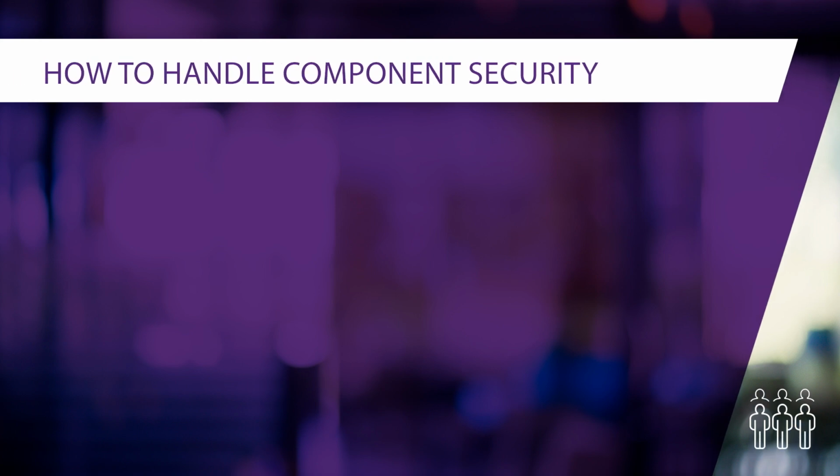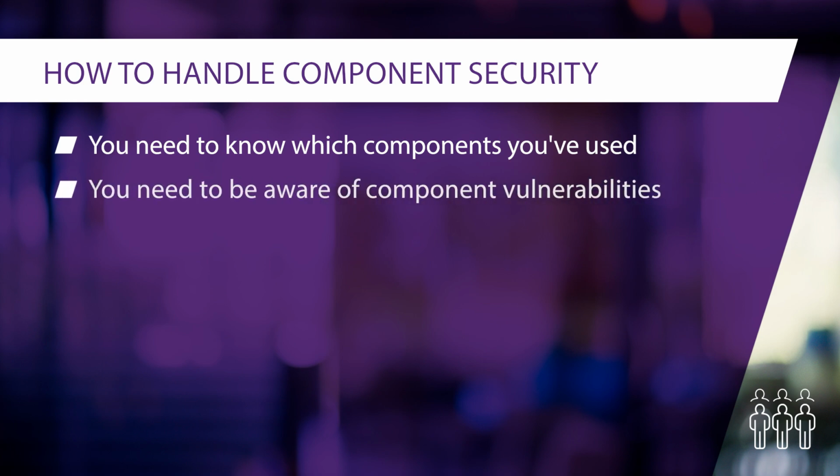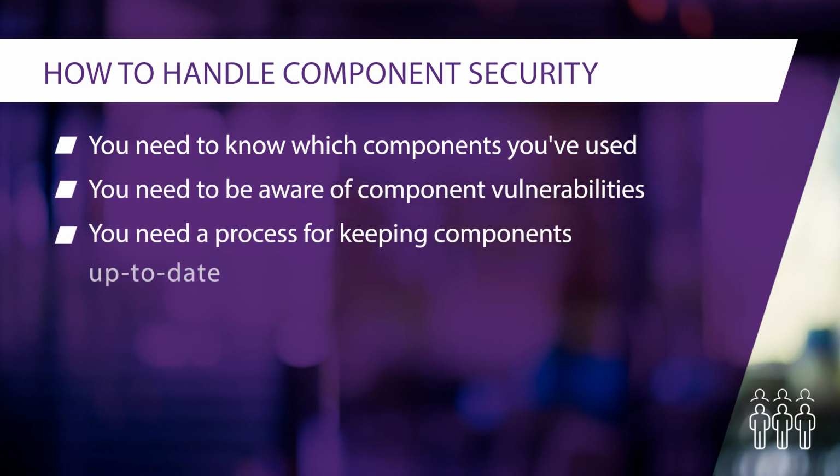Many of them are open source projects, which means they're created by developers just like you. Using these components makes them part of the application, and that means you are responsible for handling security properly. This means you need to know which components you've used, and you need to be aware of any vulnerabilities that have been reported against those components. You need a process for keeping components up to date. This is part of securing the software supply chain. It is something that needs to be part of the process around you, the developer.